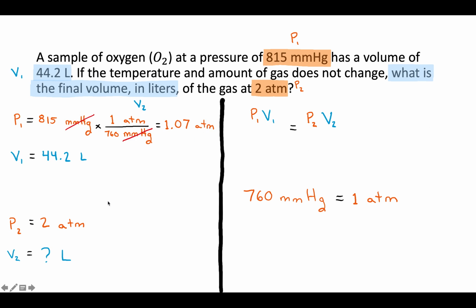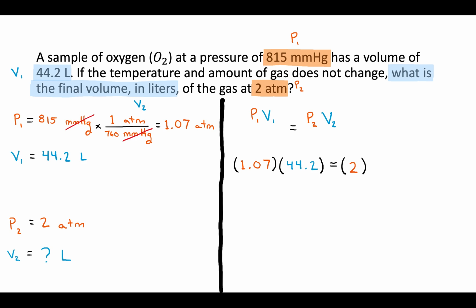We've got atmospheres and atmospheres, liters and liters, so we can plug this in our equation. Instead of P1, I'm going to write 1.07. Instead of V1, I'm going to write 44.2, equals, instead of P2, I'm going to write 2, and V2 is what we're looking for. On the left side, 1.07 times 44.2 should give you 47.294. And on the right side, we still have 2V.